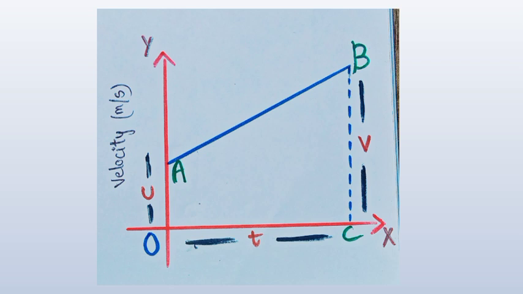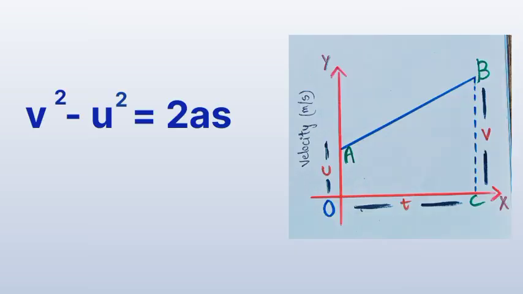Then we have drawn a perpendicular line, that is BC. Let u be an object's initial velocity and a be the acceleration produced in the body. The area enclosed by the velocity time graph gives the distance traveled in time t. So we all know the third equation of motion. Here v is the final velocity, u is the initial velocity, a is the acceleration, s is the displacement.